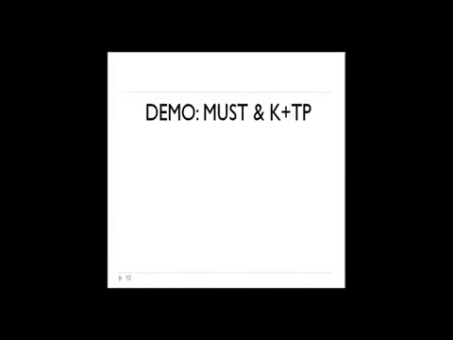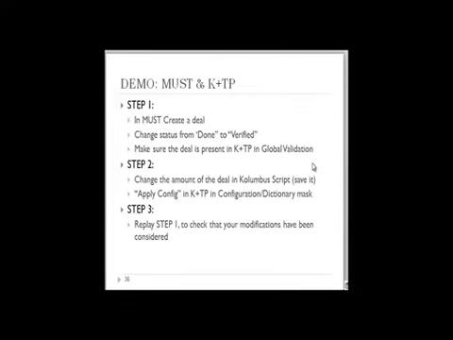As usual, before we get started on the demo, we'd like to give you a quick start overview so you know what to expect. During this demo, we will not only show you that K+TP can receive and process MUST deals, but we also want to show you that we can make changes to the Columbus script, which will then affect the MUST deals in K+TP. So the first thing we will need to do is to create a MUST deal, make sure that it is available in K+TP Global Validation, make the changes to the Columbus script, apply configuration, re-enter the same deal, and verify that the changes made have been considered.